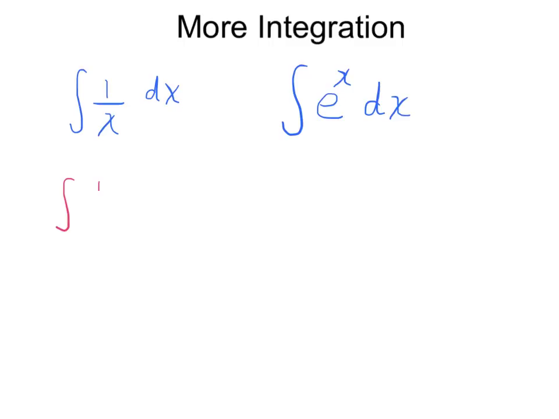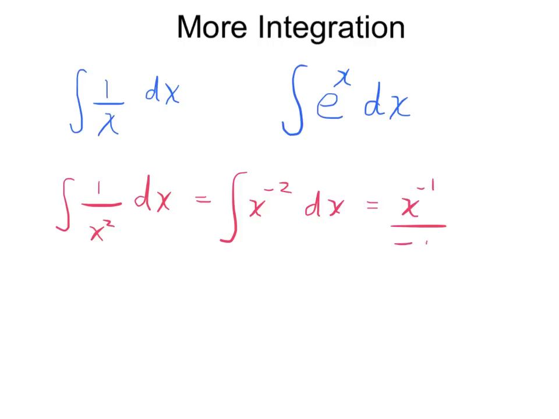Let's say I wanted to integrate 1 over x squared dx. Well, we know that that can be rewritten as the integral of x to the minus 2 dx, which then integrates to x to the minus 1 over minus 1 plus c, which is minus x to the minus 1 plus c, or even minus 1 over x plus c, if you really wanted to write it like that. Okay, so that's one example with negative powers. Let's look at another one.